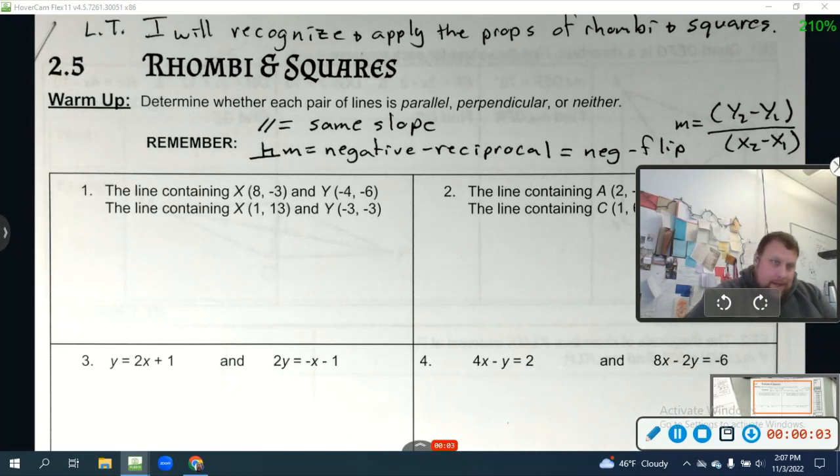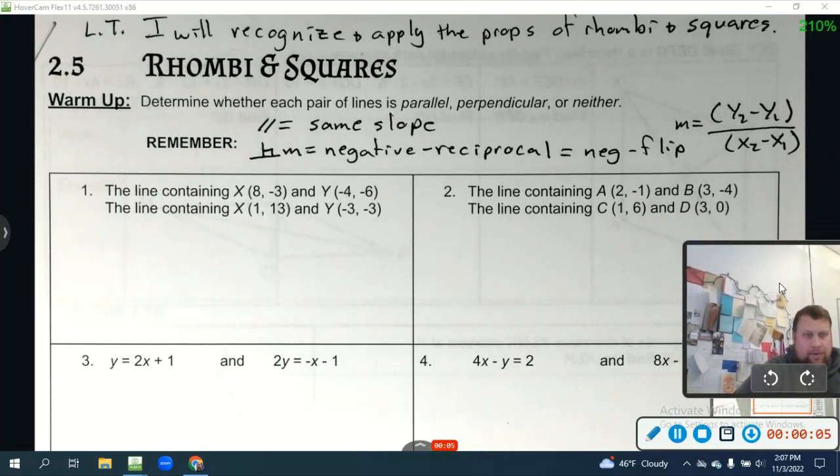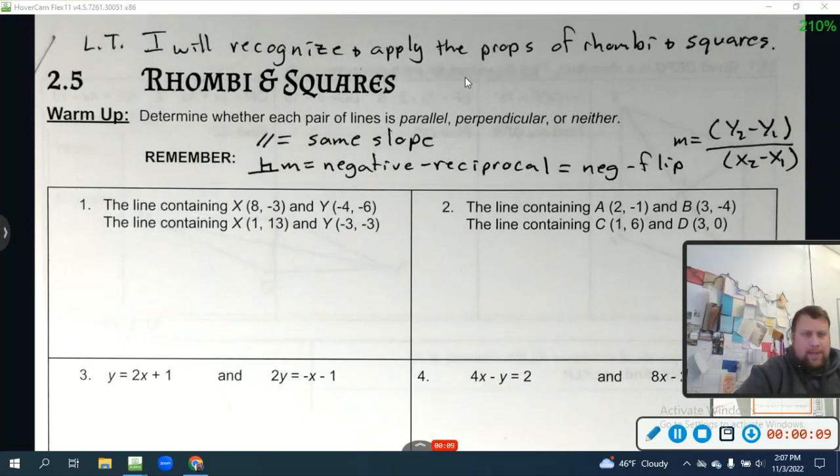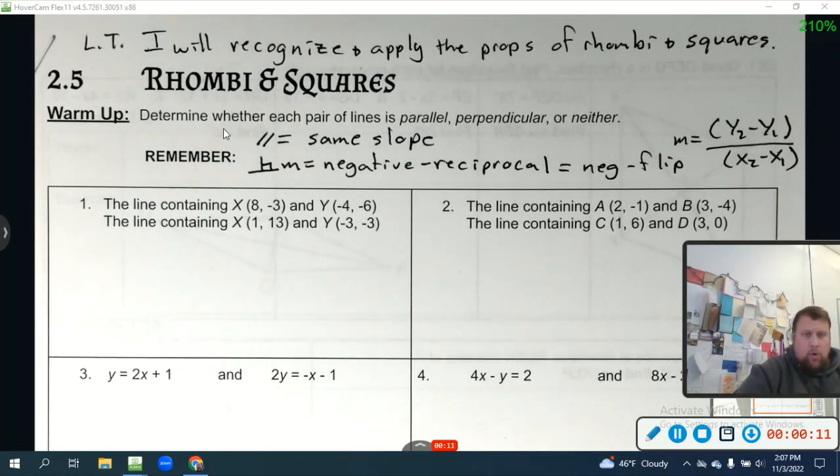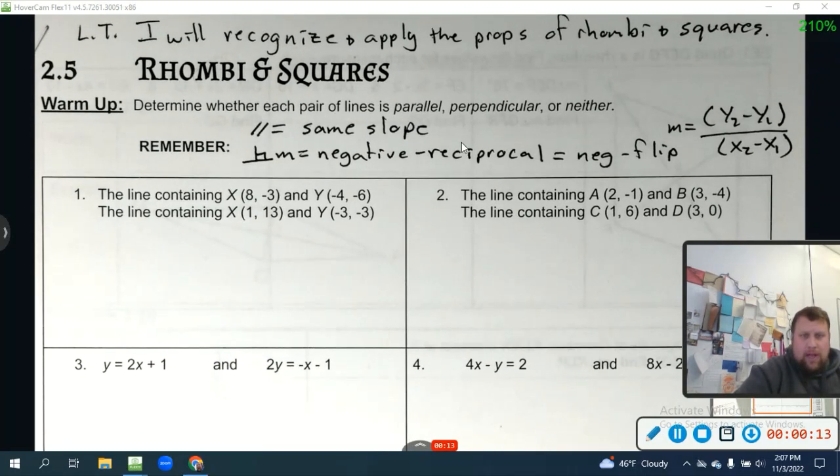All right. This is 2.5 for Math 2. Our learning target is I will recognize and apply the properties of rhombi and squares. And our warm-up is determine whether each pair of lines is parallel, perpendicular, or neither.